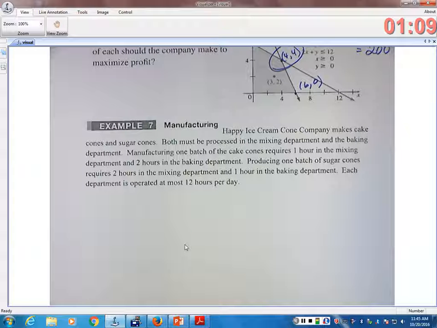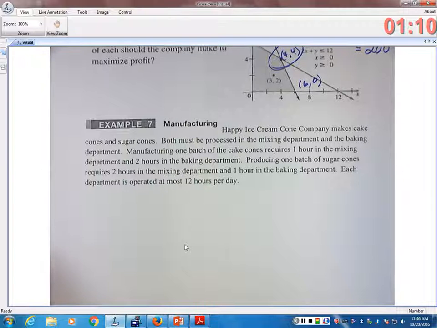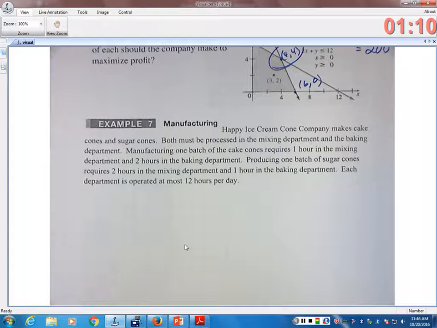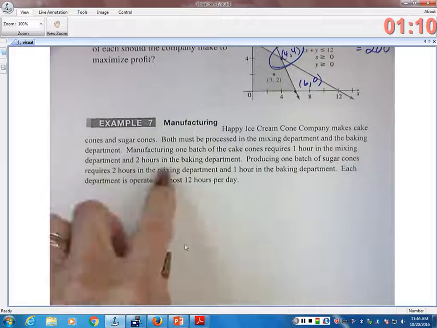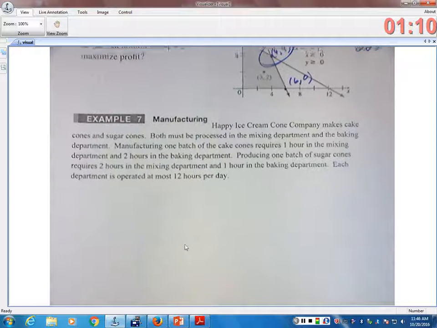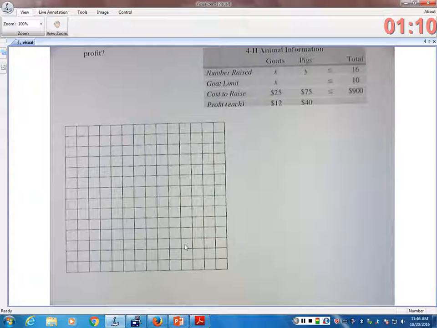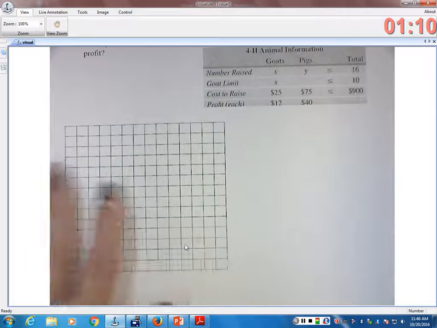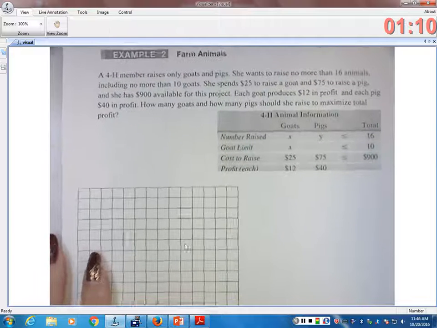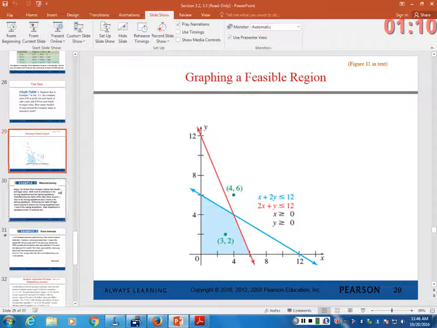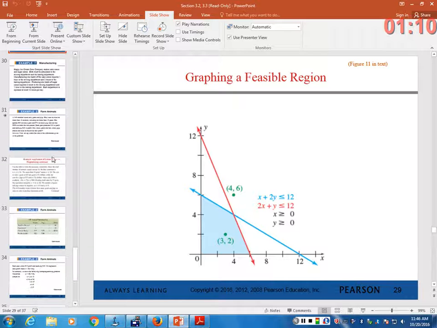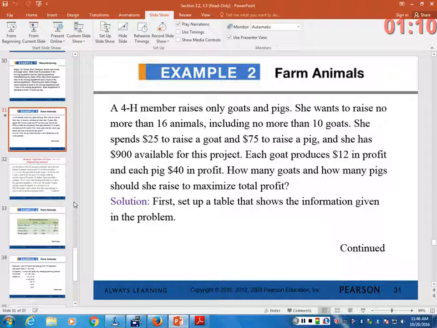And our last one is a manufacturing problem. Happy Ice Cream Cone Company makes cake cones and sugar cones. That's this problem here. So if you want to go back and find that one, that's the one we did in section 3.1. I put it on here so that you have it as a reference. Your last application problem is about farm animals. And then we will be done. And if you have questions, we'll still have time for those questions on Monday.